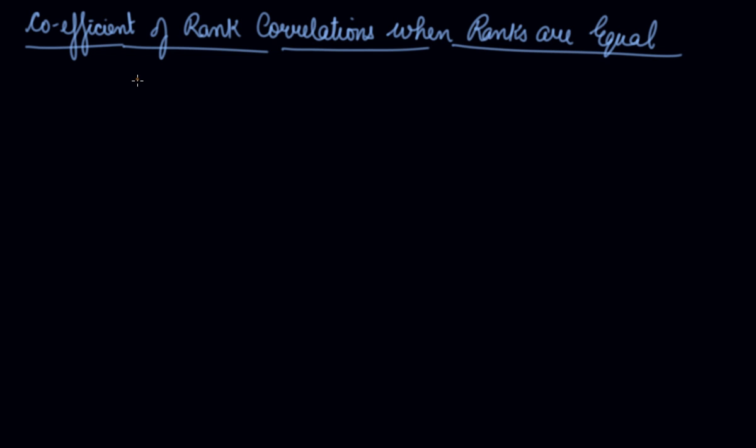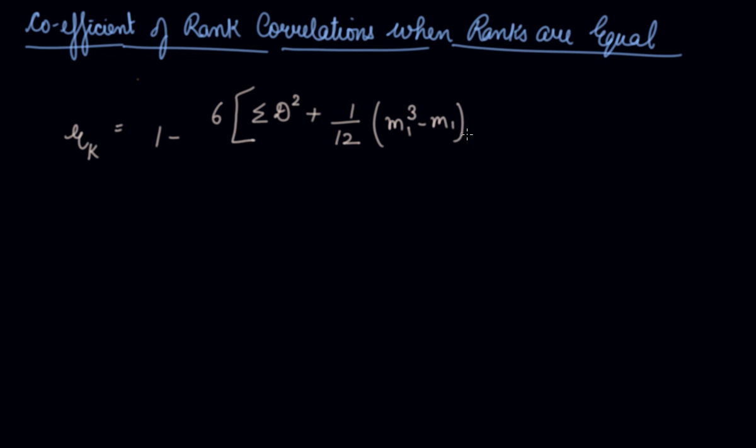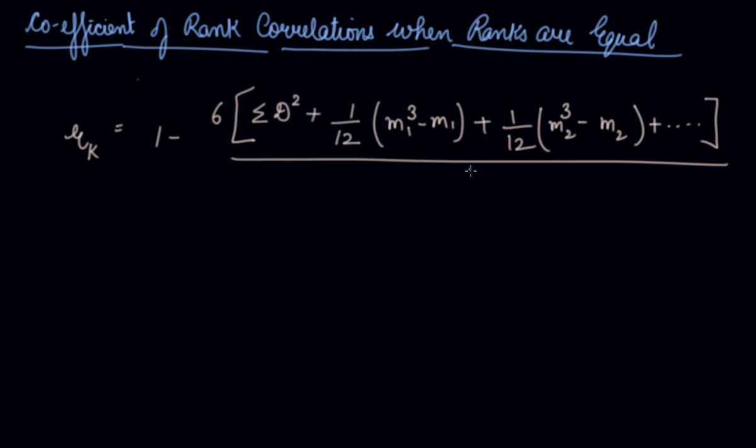In this video, we will be studying the coefficient of rank correlation when ranks are equal. The rank correlation formula when ranks are equal becomes 1 minus 6, then bracket starts, summation d square, which you know is the difference of the rank, plus 1 by 12 into m1 cube minus m1, plus 1 by 12 into m2 cube minus m2, plus so on, for the number of times ranks are equal, divided by n cube minus n.